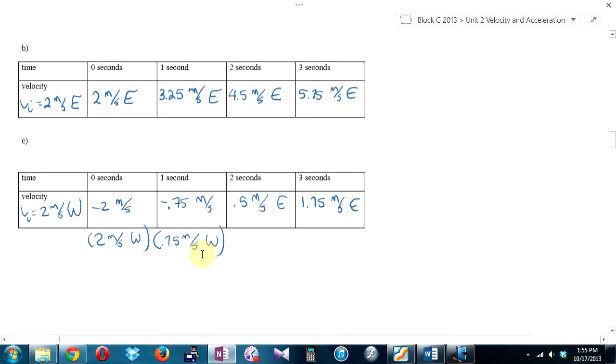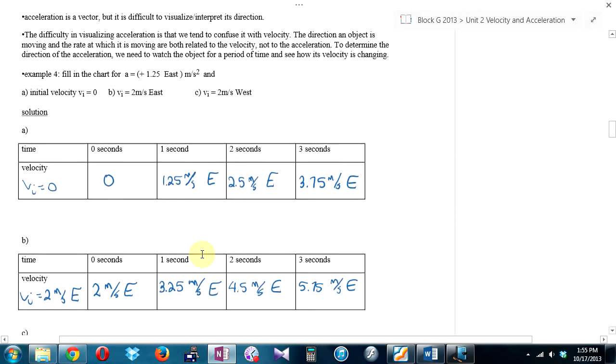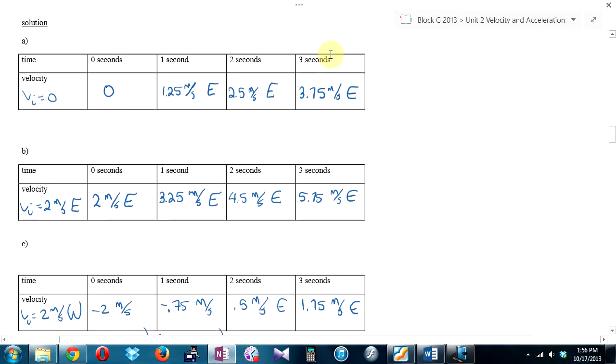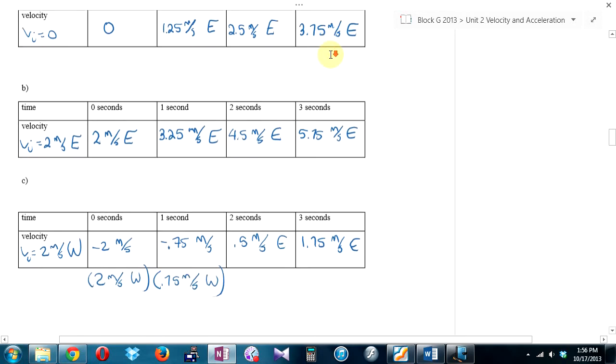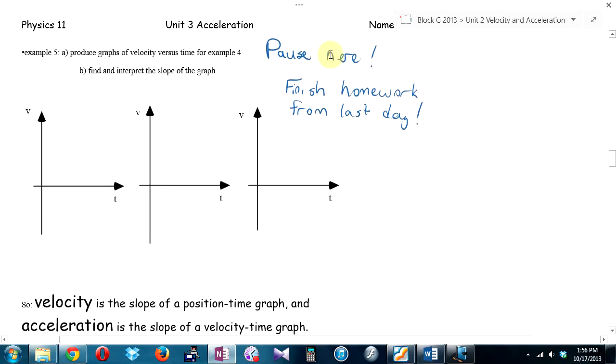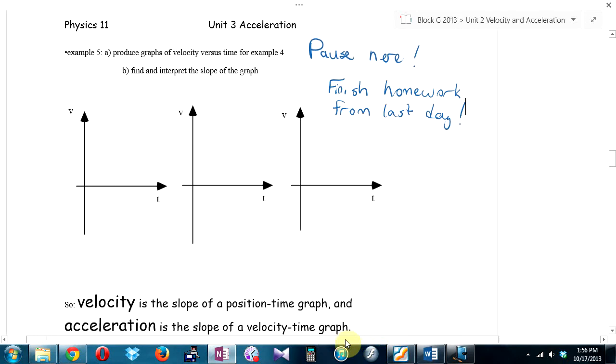So we were looking at this example here, where we had an object with an acceleration of 1.25 meters per second squared to the east. And we said, what if it starts at rest? What if we're initially moving west? So we looked at actually 3 examples, and I noticed that I can hopscotch my way there. And what I said to you last day was, we'd like to reach a point where we don't need to do this the long way. So I did say pause here. I said find the slope and interpret the graph.